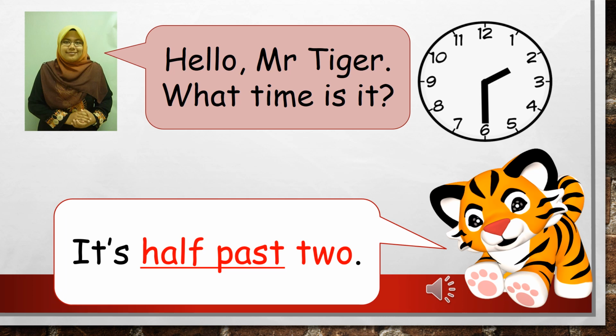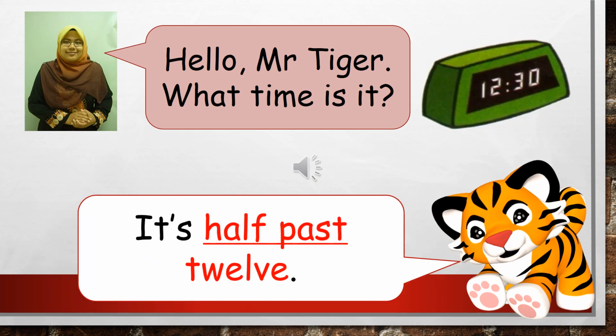Let's say it one more time. It's 2:30. Okay, children. Now, let's ask Mr. Tiger again about the time. Hello, Mr. Tiger. What time is it? It's 12:30. Yes, it's 12:30. Or in other words, we call it half past 12.